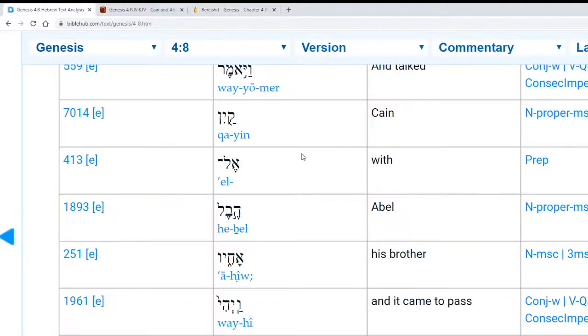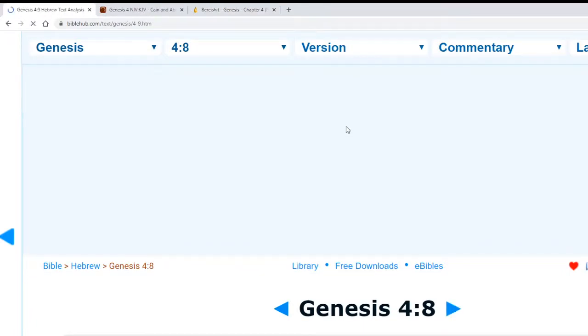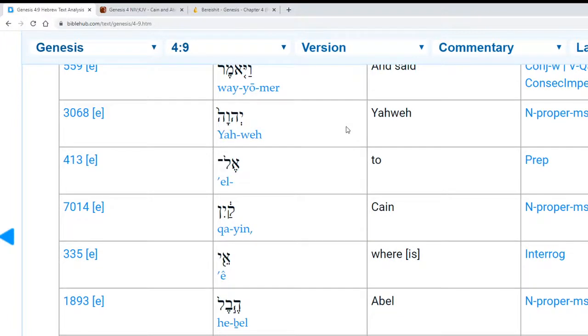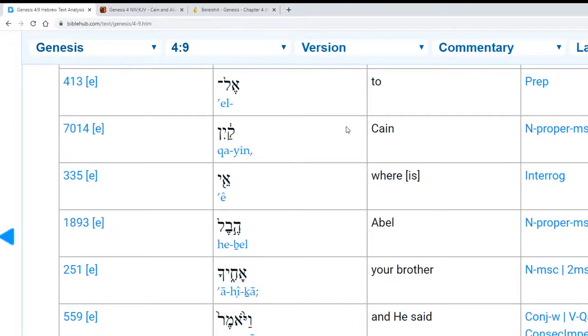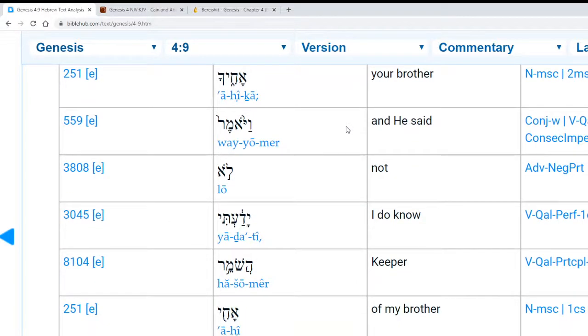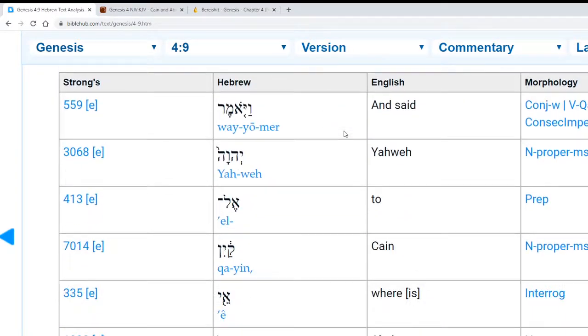Okay, verse 9. Vayomer Havaya el Cain, ayei hevel achicha, vayomer lo yadati, hashomer achi anochi. Famous, not last words, but close to them.